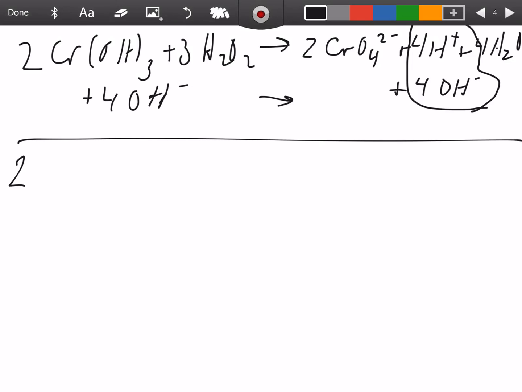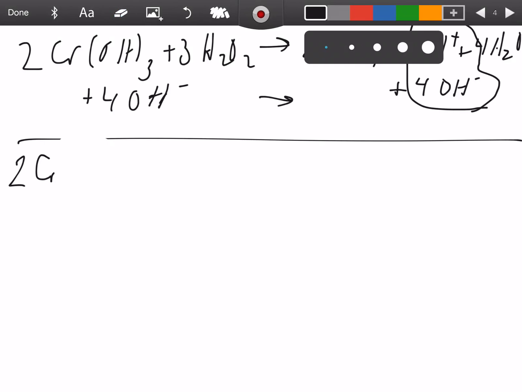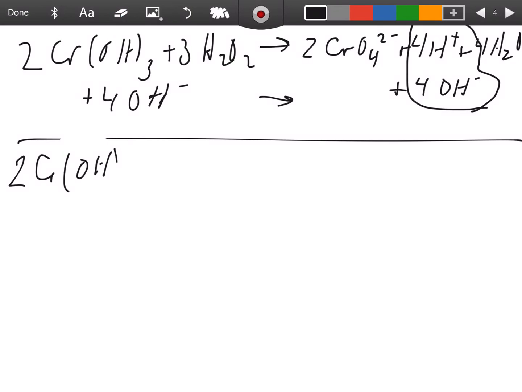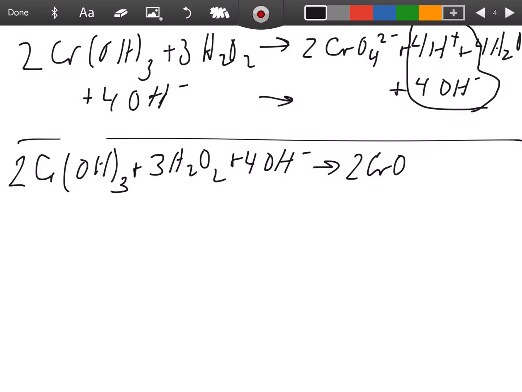So now my reaction says 2 chromium hydroxides. Whoops, that's a pretty bad structure. Let me try that again. 2 chromium hydroxides plus 3 H2O2s plus 4 hydroxides gives me 2 chromates plus 8 waters. And again, I should check this out and make sure that it continues to be balanced.